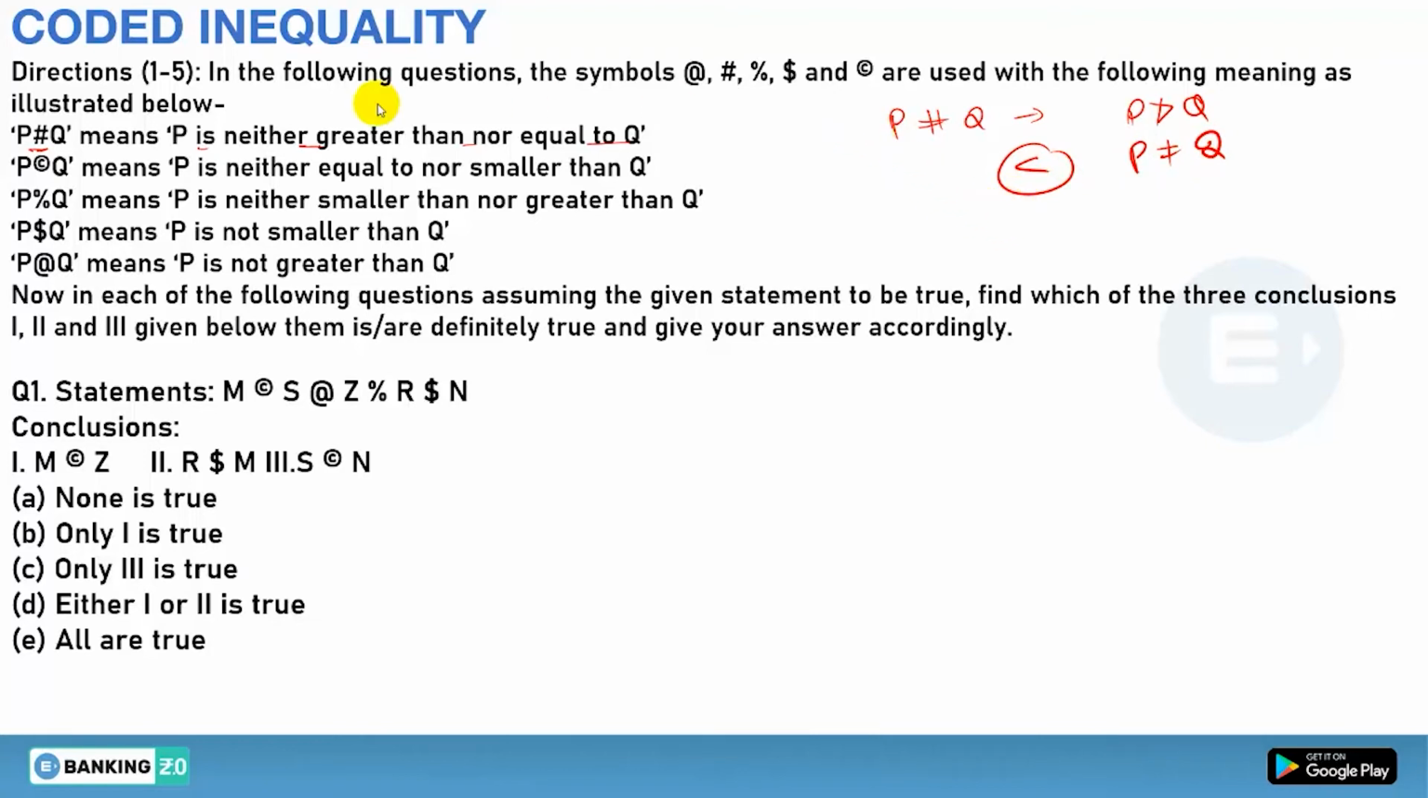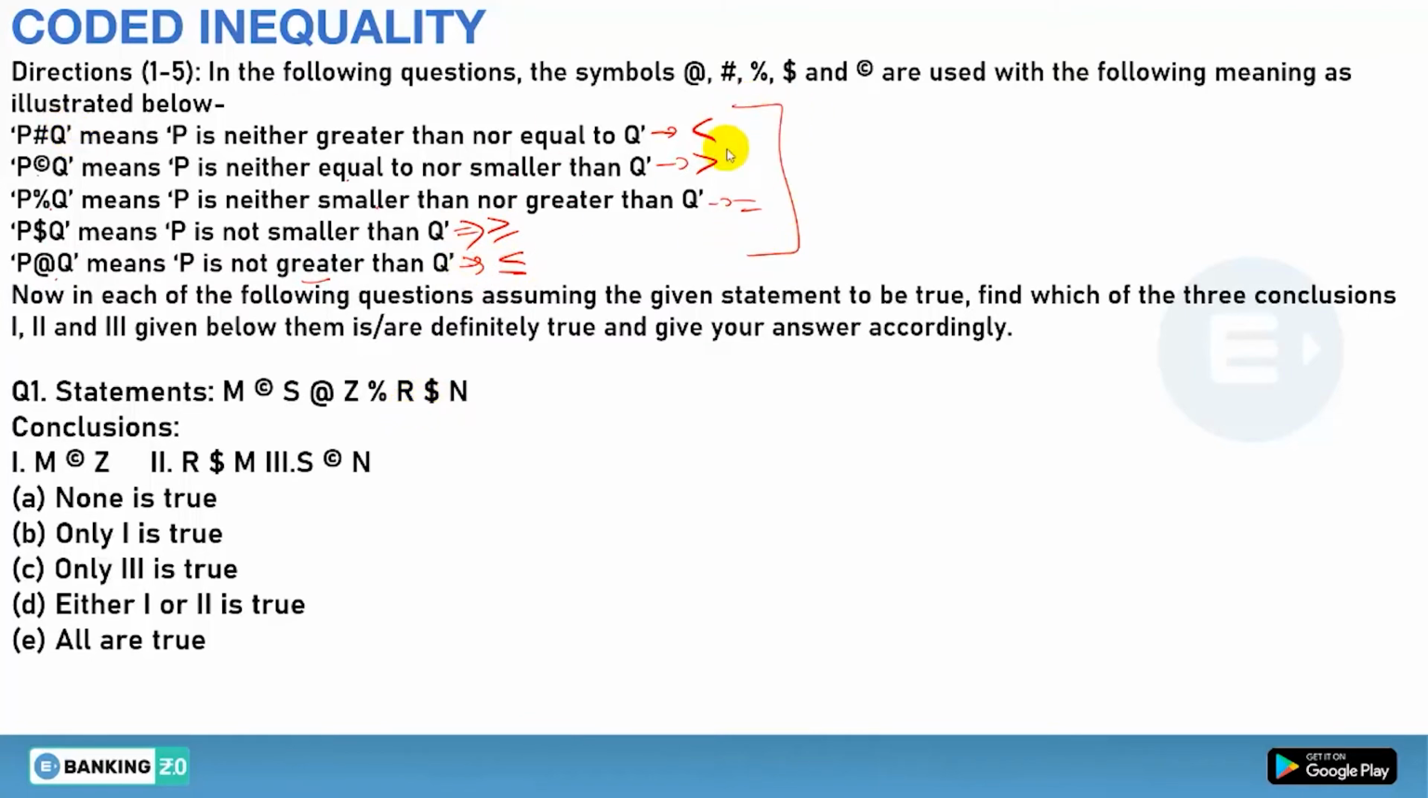Okay or not? So it means hash is representing less than. Now copyright, neither equal nor smaller, means it must be greater. Now percentage, neither smaller nor greater, must be equals to. Dollar means not smaller, which means it can be greater than or equal to. And at the rate means not greater, meaning either less than or equal to. Clear? So these are the representers of your inequality symbols.